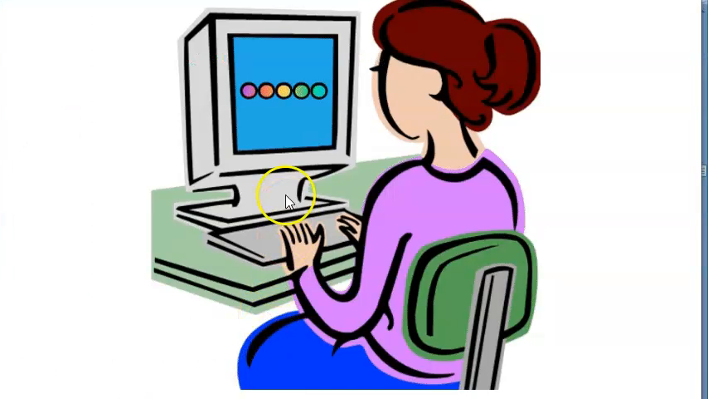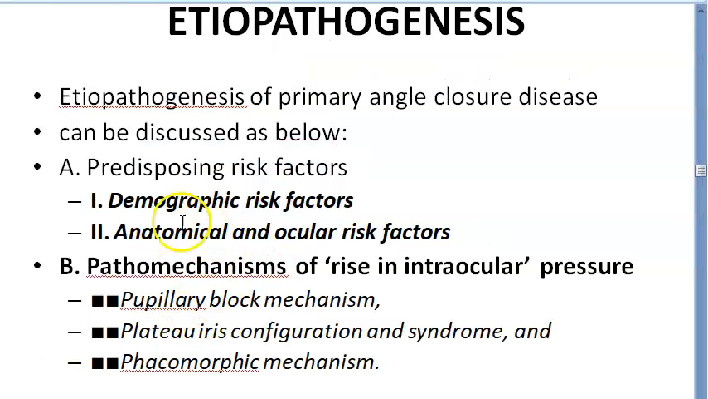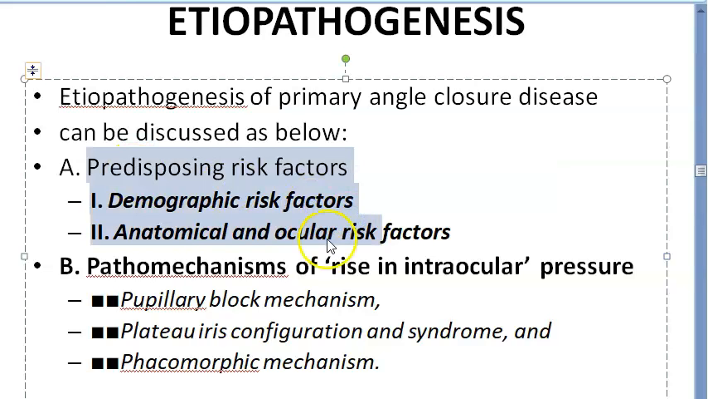Okay. Why does this angle close at all, guys? Why does this angle here close? Okay, this iris became some plateau position, etc. They are saying, look at all the reasons. Okay, basically, they are giving you some demographic risk details, like females will have more, age, female.